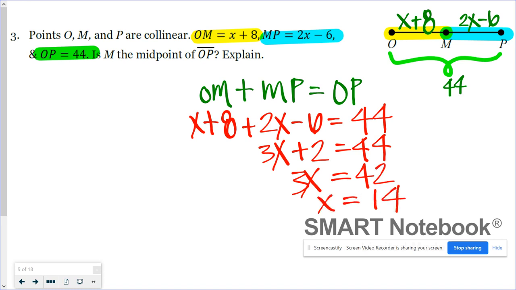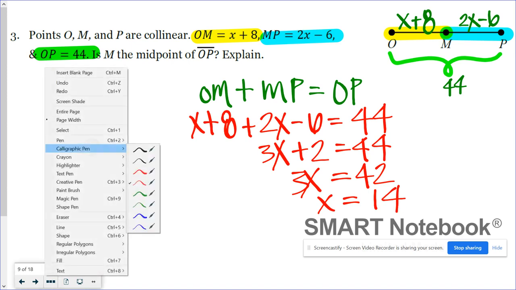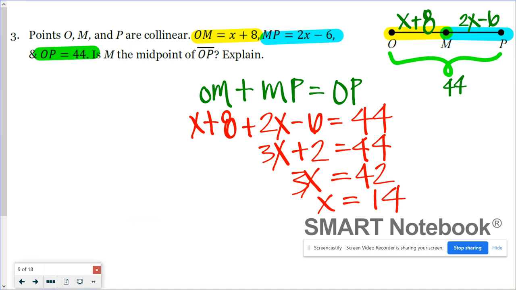Okay. So I know that x is equal to 14. I'm trying to determine and prove, because all of this is part of my explanation, whether or not M is the midpoint of OP. So I'm going to find some actual measurements here of these segments. Well, OM is x plus 8. So that means OM would be 14 plus 8, which is 22.